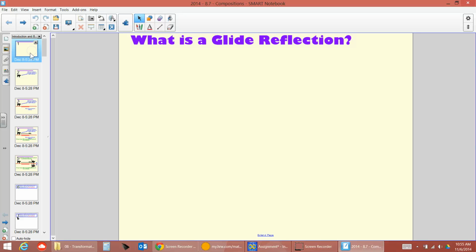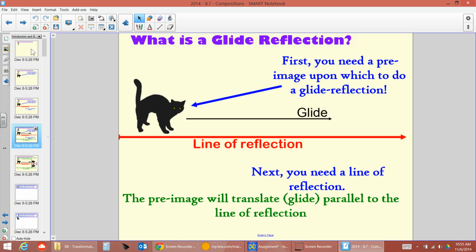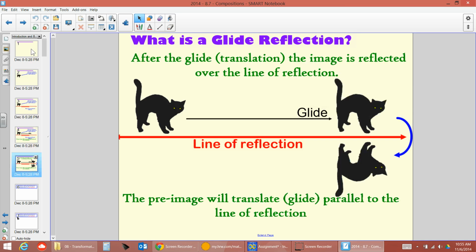All right, today is 8.7. We're talking about a glide reflection. A glide reflection is a fancy term for a translation and then a reflection. So first you have your pre-image, and you glide or translate, okay? And then you reflect. Glide, then reflect.